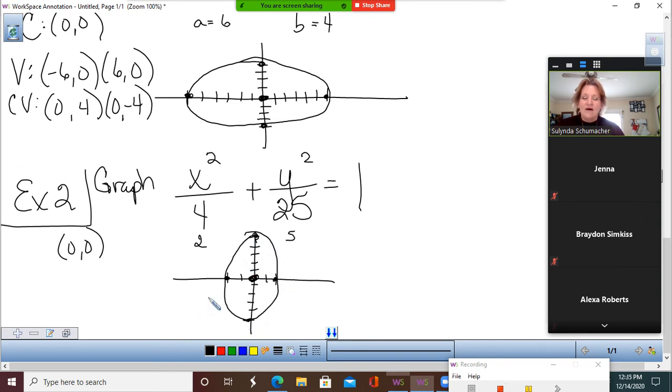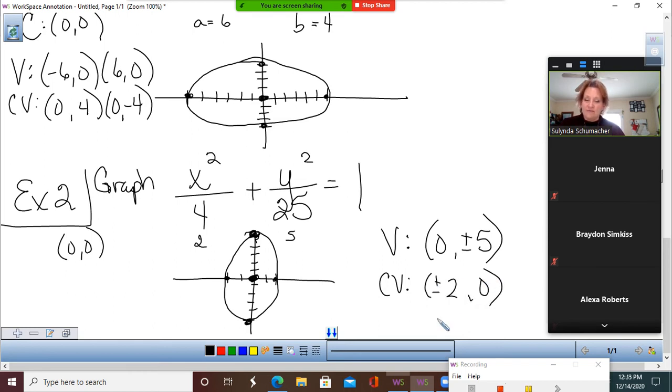All right. So now, if I wanted to know where my vertices were at, that's the longer way it's stretched. So it's here and here. So I have 0 and plus and minus 5. My co-vertices are the short way, which from the center are plus and minus 2 and 0. Any questions so far? Seem pretty easy, especially when the center's at 0? Good. All right, cool beans.